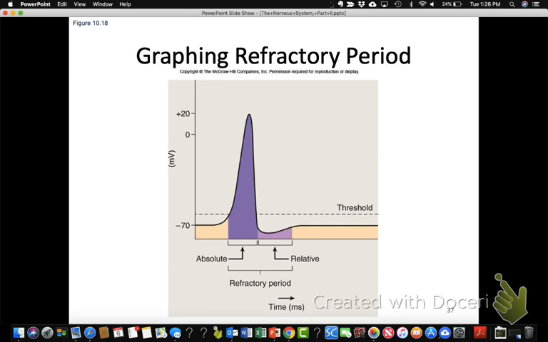So looking at this in dark purple, you have the absolute refractory period, and in lighter purple, the relative refractory period. That's the period when it's hyperpolarized.